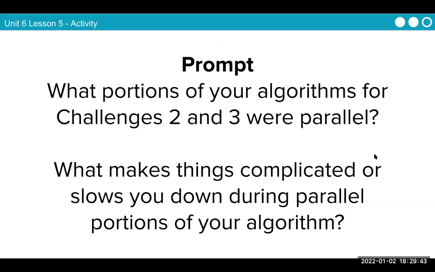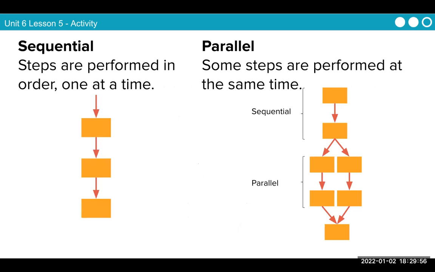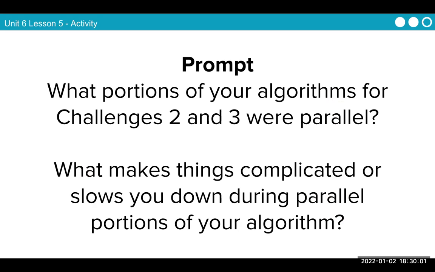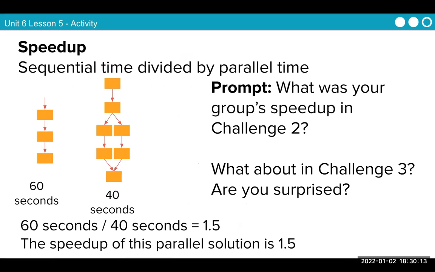What portions of your algorithm for challenges 2 and 3 were parallel? What makes things complicated or slows down during parallel portions of your program? Remember the diagram here? The parallel part when you're both doing the same thing? Which parts of challenge 2 and 3 were parallel? What makes things complicated or slows you down during parallel portions of the algorithm? Think about that. All right. This is a concept. It's called speed up.